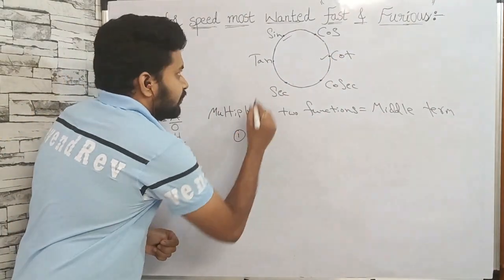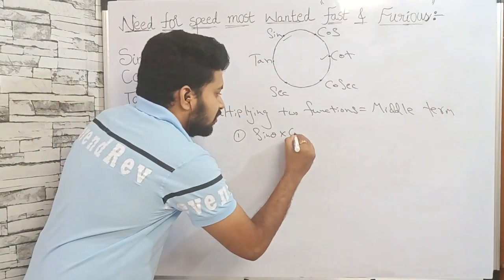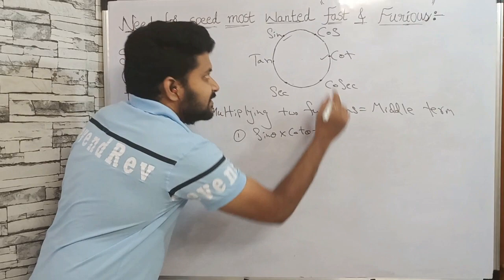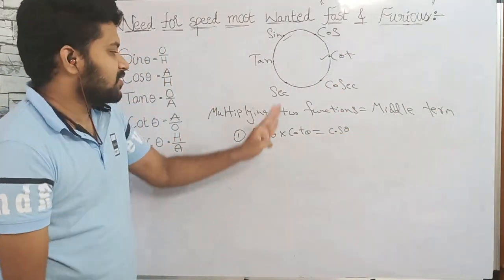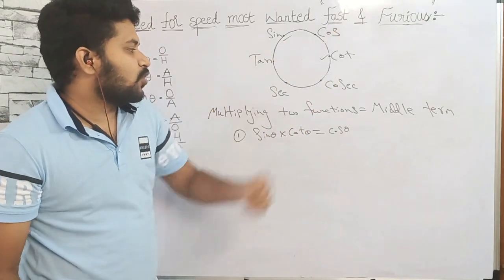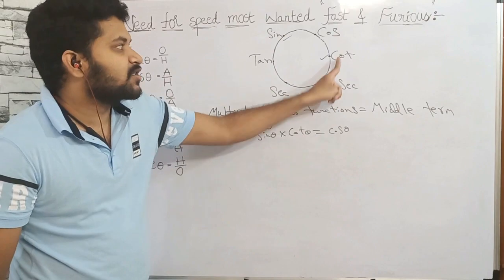So sin theta into cot theta is equal to cos theta. Very important, you should remember it like this: sin theta into cot theta is equal to cos theta. And again, if I go to cos theta into cosecant theta, it is equal to cot theta.